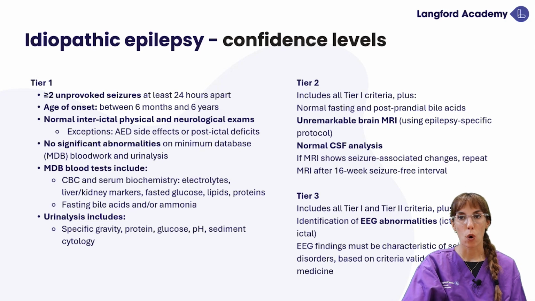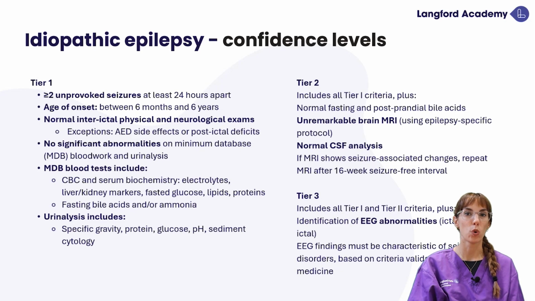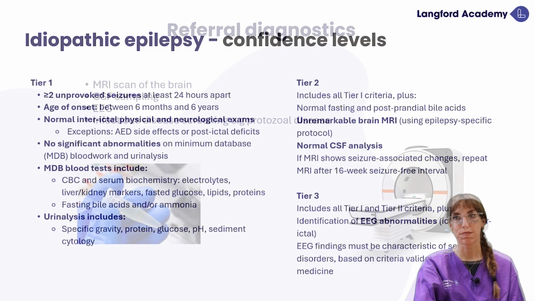This includes all of tier 1 with a bile acid stimulation test, a brain MRI, and spinal fluid analysis that is normal. And finally, your tier 3 is the highest level of confidence, which is all of the above, plus an EEG showing seizure activity.